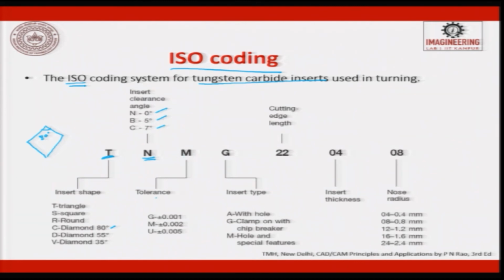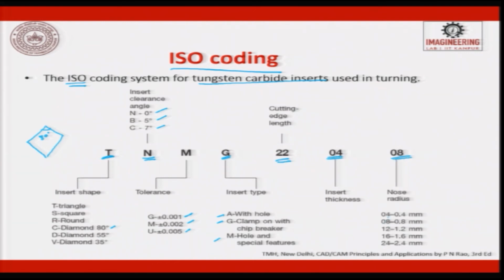M talks about the tolerances, which are 0.01, 0.02 and 0.05. Then we have the insert type, which is with hole. That means how the insert is getting clamped inside: with hole, a clamp on a chip breaker, and a hole with a special feature, A, G and M type. This talks about the cutting edge length, this talks about the insert thickness, and this talks about the nose radius.